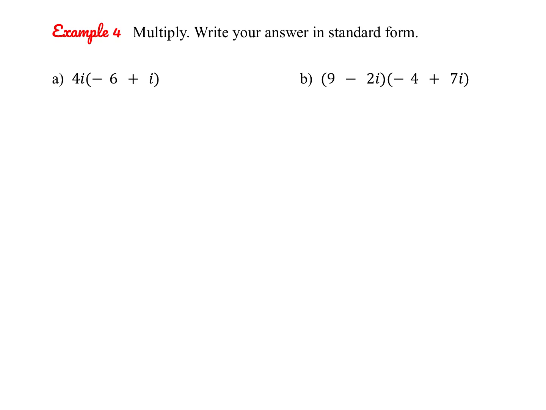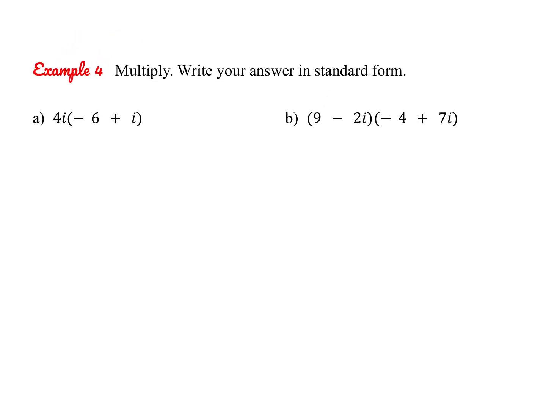Now let's try doing some multiplication. So when we multiply terms with i, it's just like multiplying any other variables. Again, we do just need to remember one super important step when we're simplifying. We need to remember that i squared is always going to simplify to negative 1. So that's the one thing to watch out for.